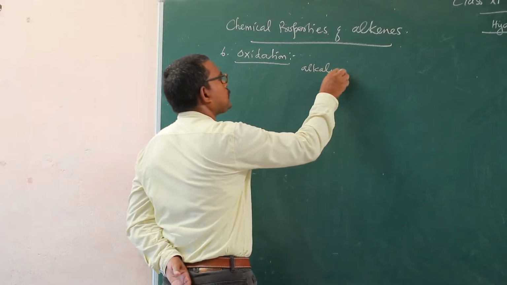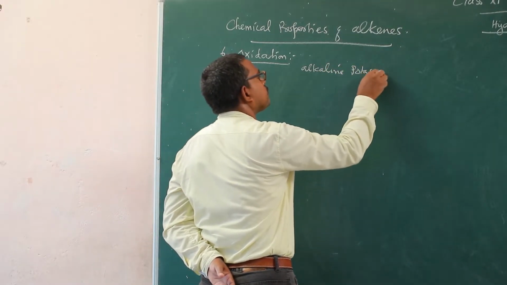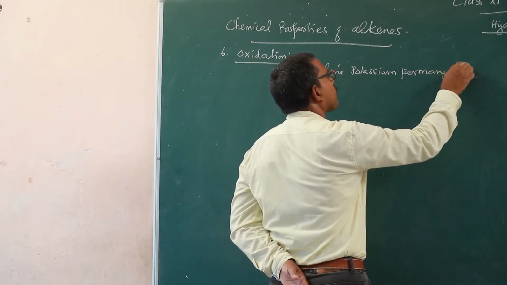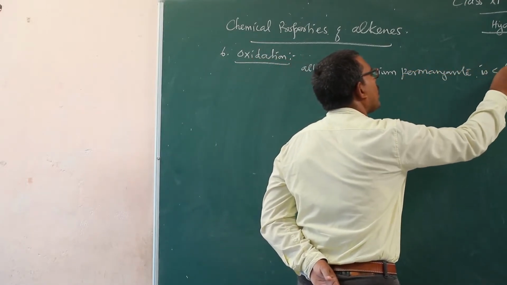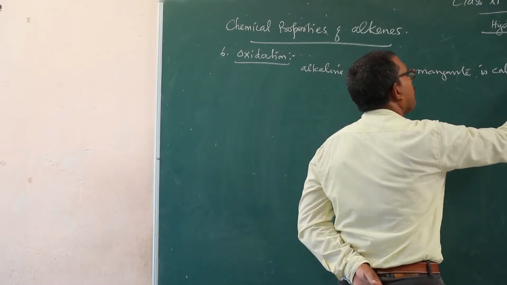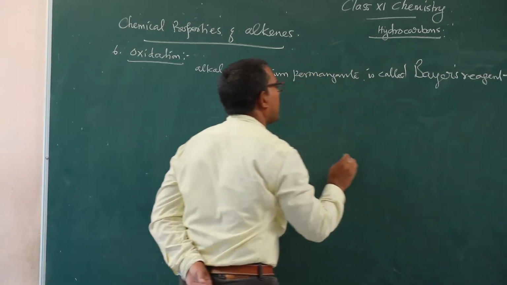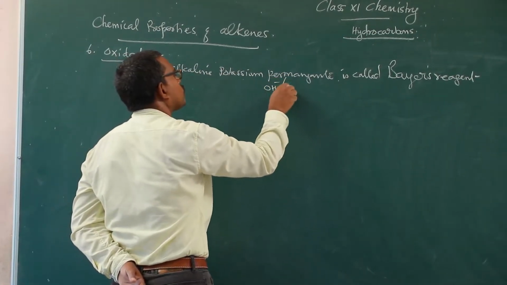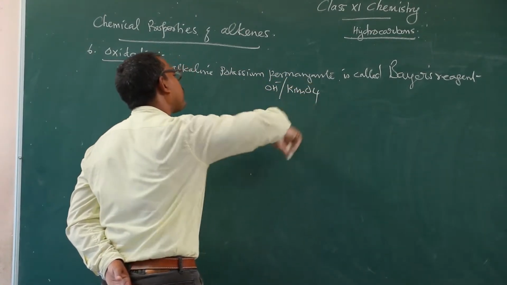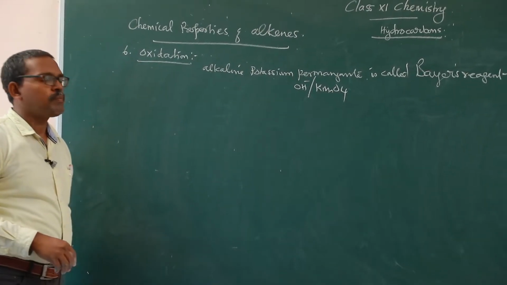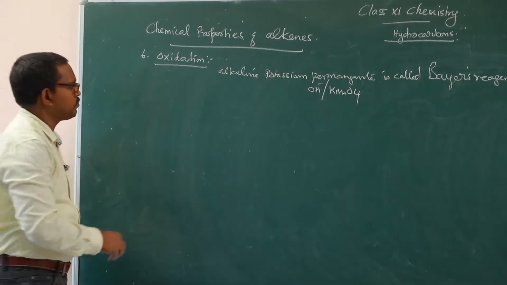Alkaline potassium permanganate is called Baeyer's reagent. Cold alkaline potassium permanganate, OH-/KMnO4. This reaction leads to the formation of diols.